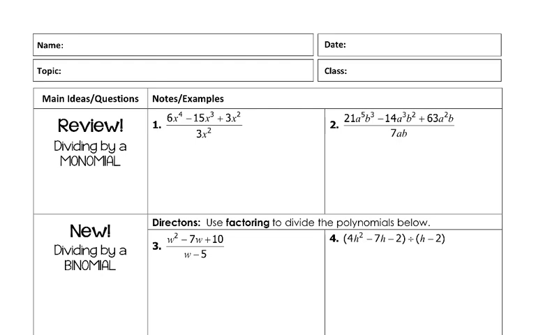Remember, we need to distribute this. So I'm just going to do this shorthand, quickly. 6 divided by 3 gives us 2. X to the 4th divided by x to the 2nd, we subtract the exponent, so that gives us x squared. Negative 15 divided by 3 gives us negative 5. X to the 3rd divided by x squared, just subtract them. The bigger one again is on the top, so we have x left over.